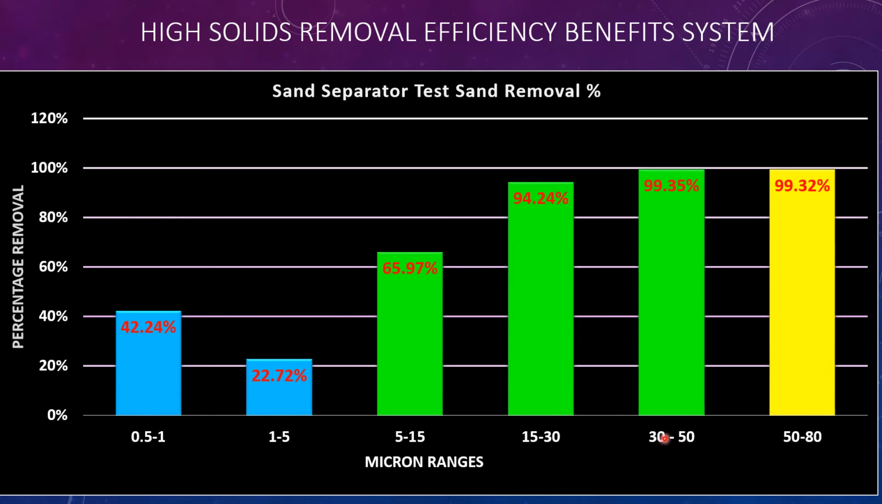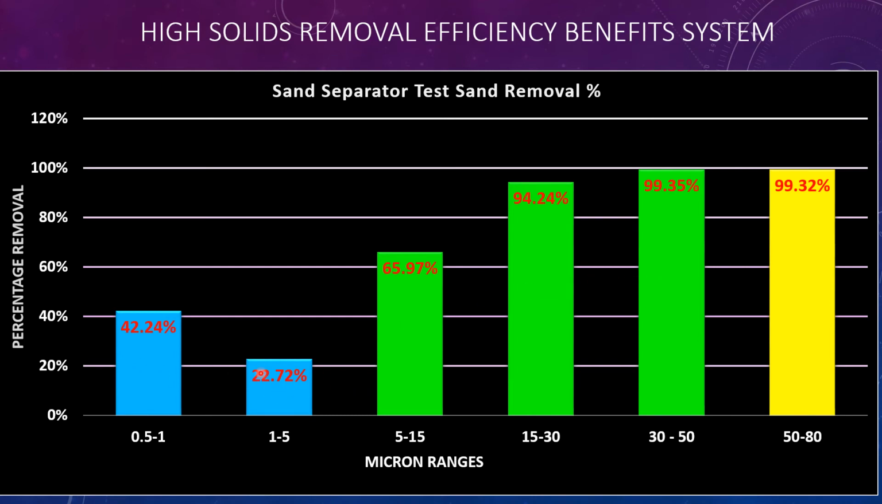30 to 50, again, 30 micron and above, we're at 99, okay? And even if we look at 15 micron, which if I remind you is far smaller than a white blood cell, we're getting 94% removal in a single pass. And at 5 microns, 66%. This is the majority of the silt that plagues the system, and we can take most of that out.